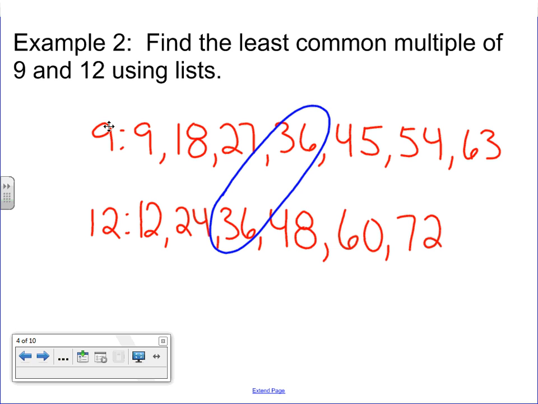Now, the reason I circle those is because those are the two numbers that match that are the smallest up there. If we continue going on, there's a very good chance that we'd come across more multiples. Two numbers don't just have one multiple necessarily. They can have multiple common multiples, but we're looking for the least common multiple. So the smallest number that those two lists share is 36. So that's our least common multiple.